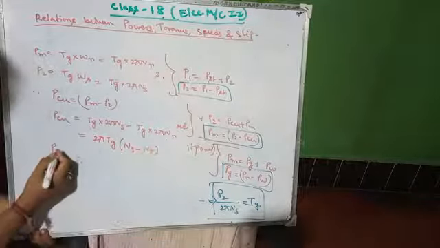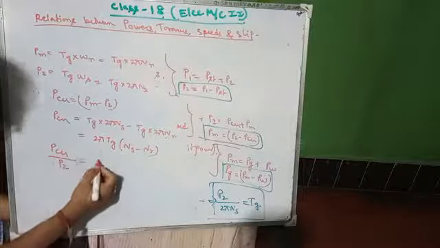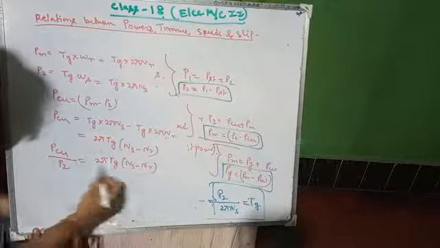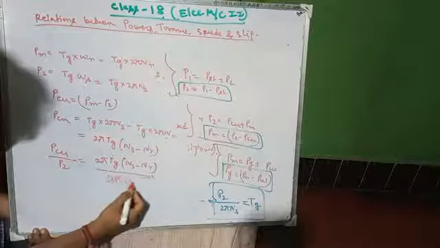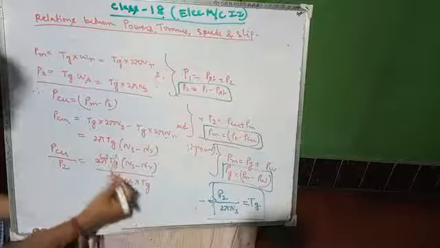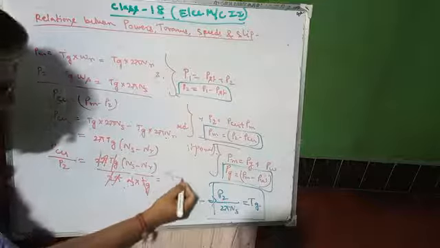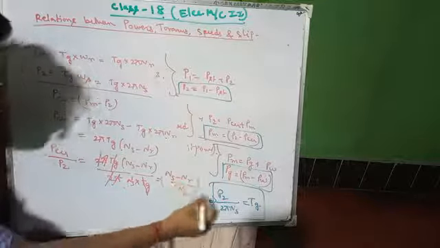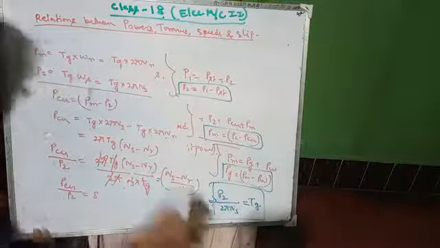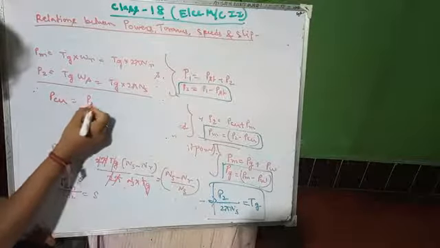Now PCU divided by P2 will be equal to 2 pi Tg into (ns minus nr) by 2 pi ns into Tg, right? Just dividing this way. So 2 pi and Tg will cancel out, and what is left is (ns minus nr) by ns, which is nothing but slip. So PCU by P2 equals S, that is, PCU equals P2 into S.